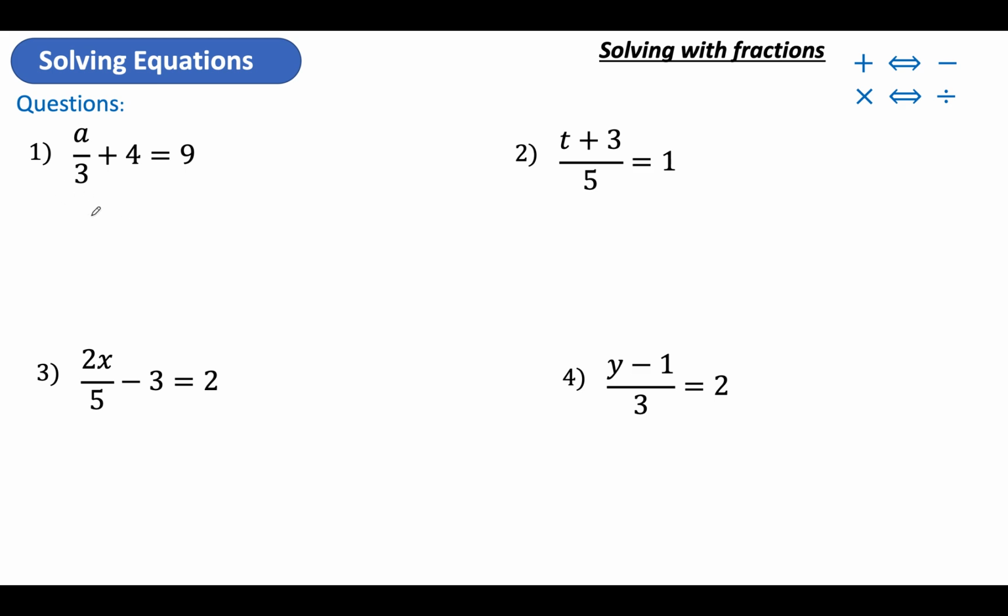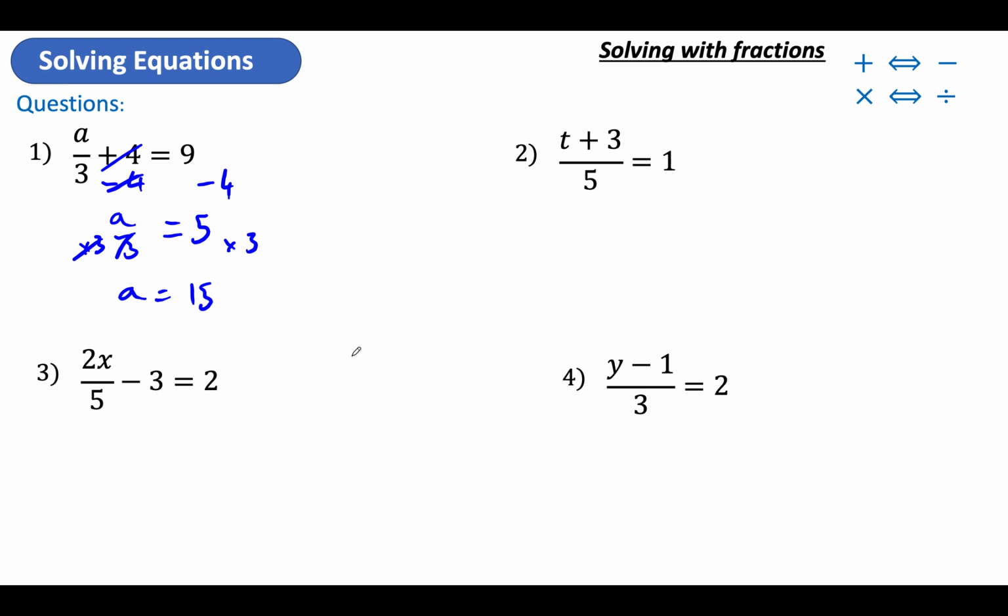All right, okay, I'm going to go a little bit quicker this time. This is obviously that second type, isn't it? I'm going to take away 4 from both sides, because that will leave a over 3 equals 5. And then I'm going to times by 3 to get rid of the fraction, to leave a on its own. But I must do it to both sides. So that's a equals 15.